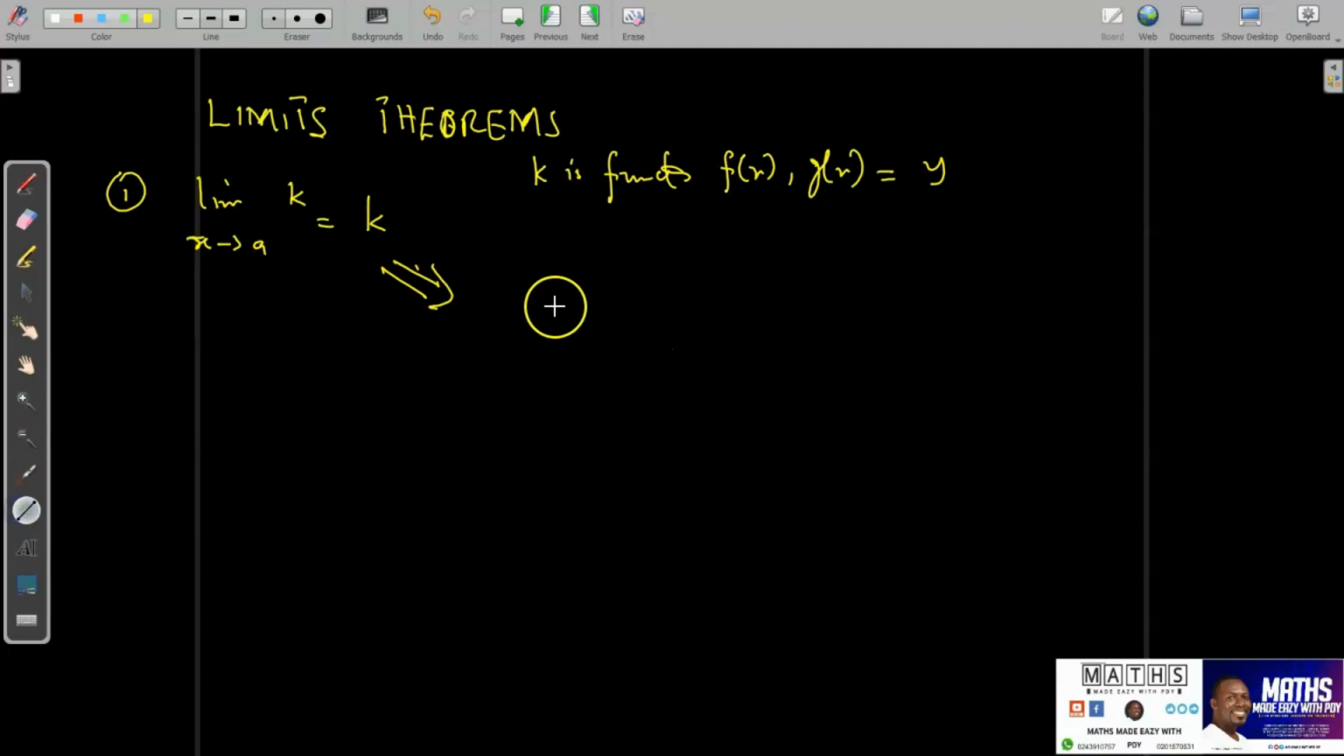If you have y equal to, let's say, 3, then it means the limit of 3 as x approaches any number at all, the answer must still be 3. The limit of 3 as x approaches any number at all, the answer is still 3. It will never change. Let me explain this with a graphical statement.